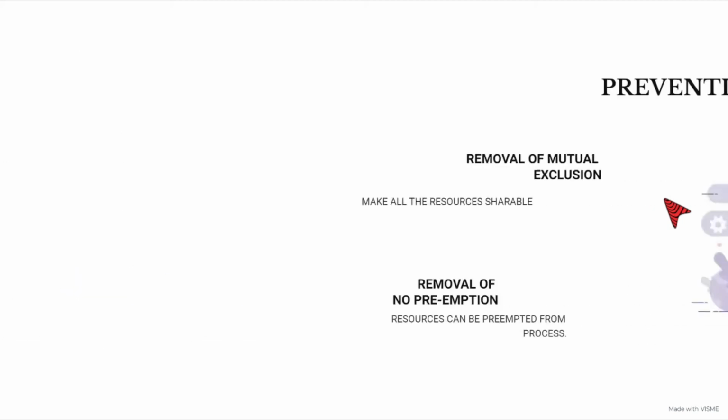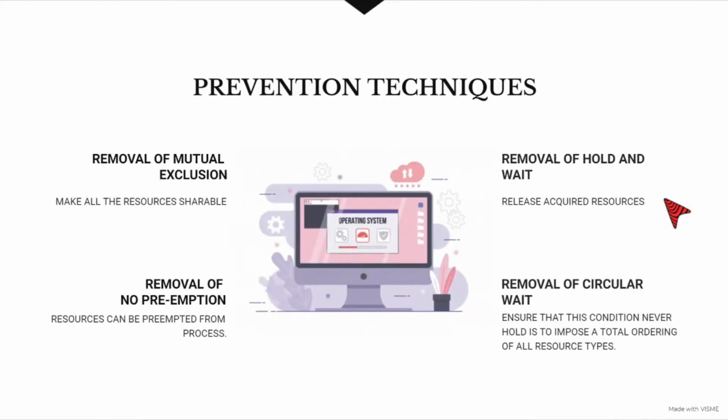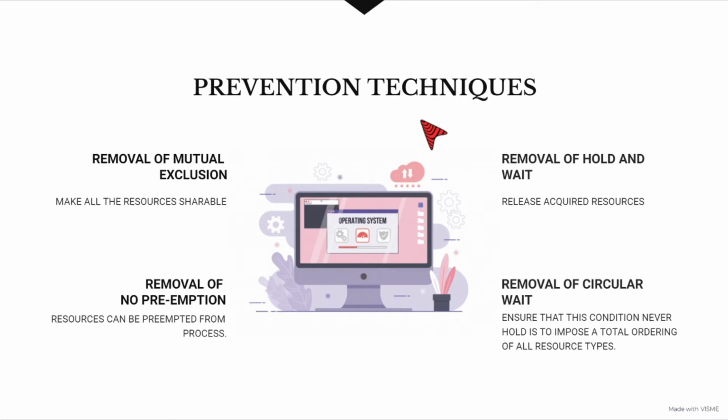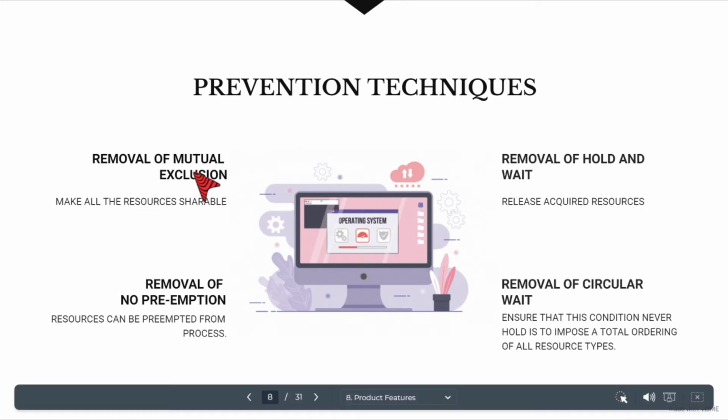So let us see the prevention techniques. As I said, the four necessary conditions: mutual exclusion, hold and wait, no preemption, and circular wait. So what did I say about deadlock prevention? Eliminating these four conditions, that is removal of mutual exclusion, removal of hold and wait, removal of no preemption, and removal of circular wait. So removing any of these four things will prevent us from deadlock. So let us see these four things in detail.